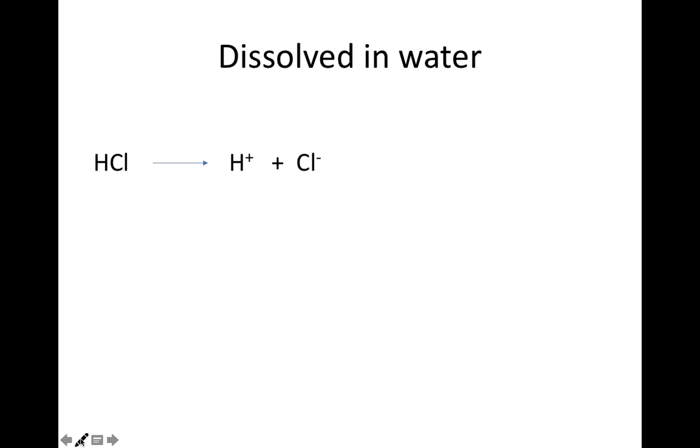So when you dissolve HCl, hydrogen chloride, into water, the compound splits apart and forms H+ ions and Cl- ions. Once this happens, this then represents the acid HCl as an acid.